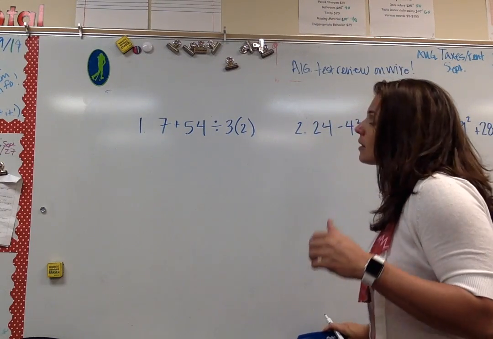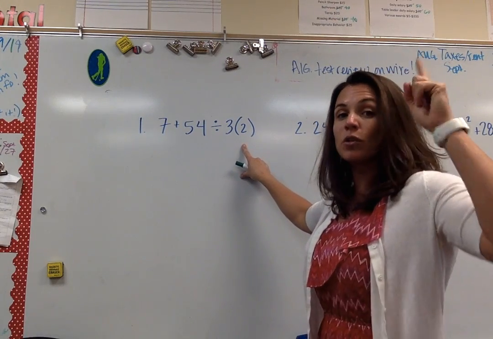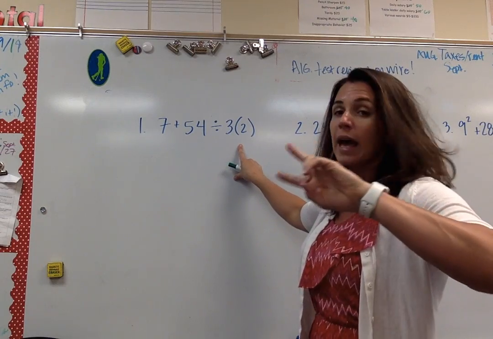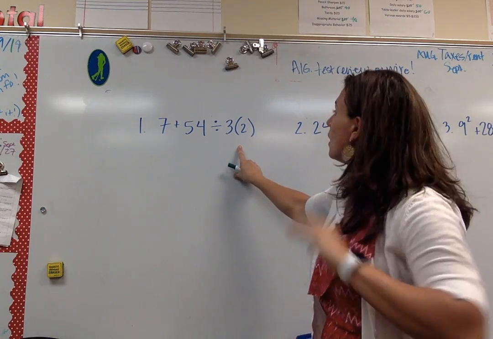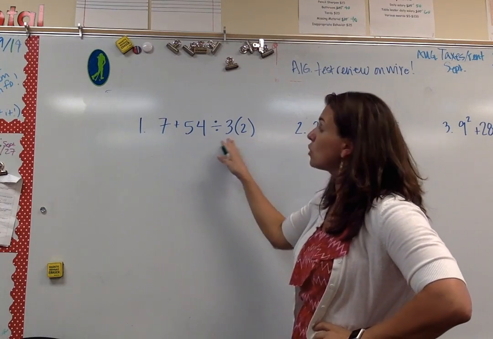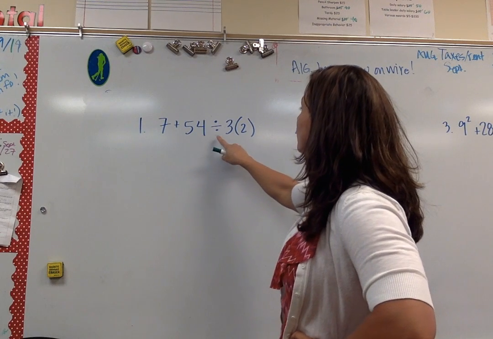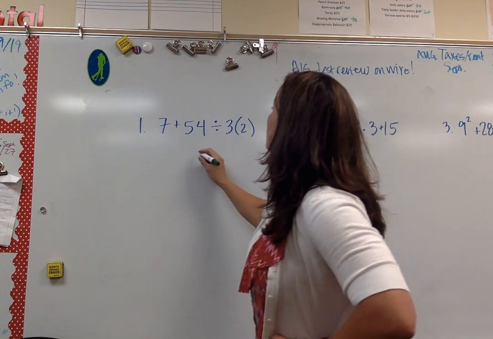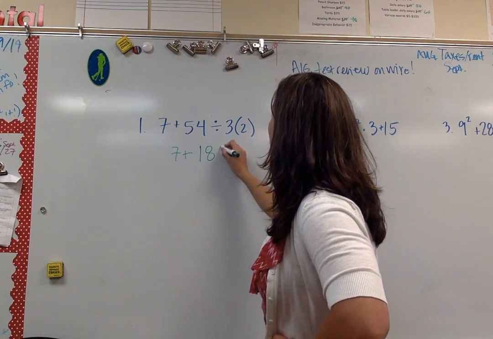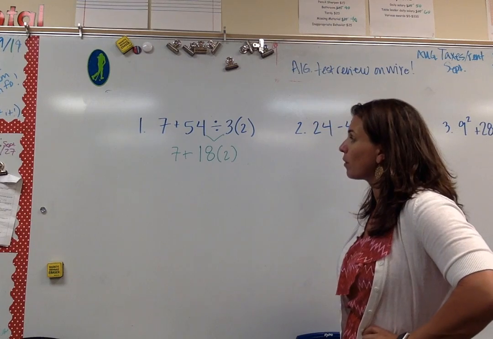All right, so now let's look at example one together. I'm going to do a check in my head. I'm going to do parentheses first. There are no parentheses. Exponents, no exponents. But I do have multiplication and division. When there's division and multiplication, we read from left to right. So here I have 54 divided by 3, which is going to be 18. So now I have 7 plus 18 times 2.